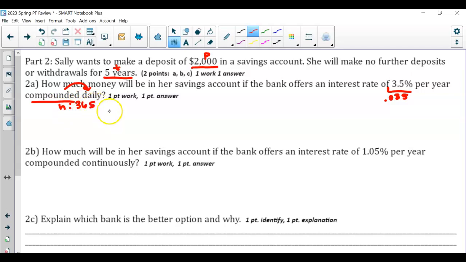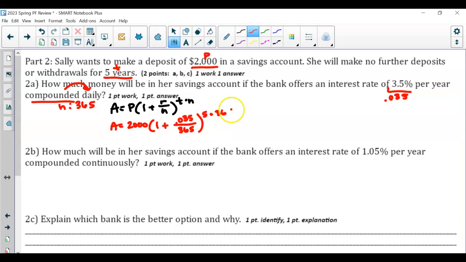So we need to use our formula where, because of the compounding, A is equal to P times 1 plus our rate, now divided by n, then raised not only to the t power, but t times that n value as well. So here we've got A is equal to 2,000 times 1 plus 0.035, our rate, divided by 365, our n, raised to our time in years, which is 5, times 365.